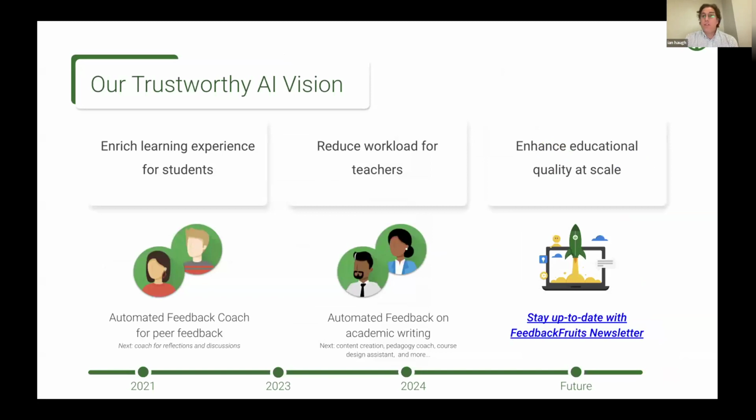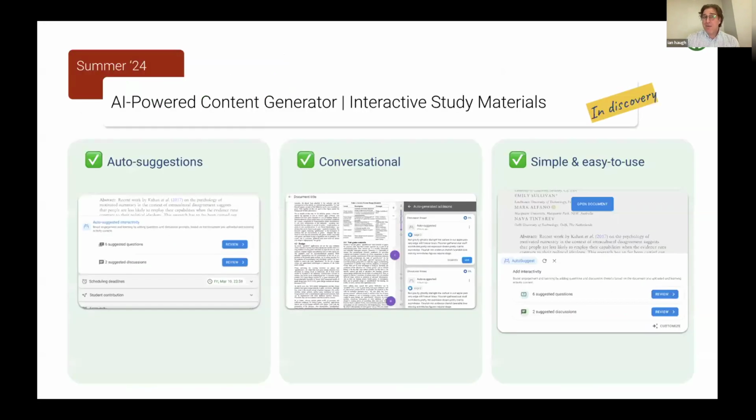Now, lastly, what is our vision? We've started with the automated feedback coach. We move into automated feedback on academic writing. Where are we going? We're going to AI-powered content generators for instructors. This is where you upload a document and it gives you suggestions as far as how you want to use our tool, but also questions you might want to ask the students about that particular article or that particular area.